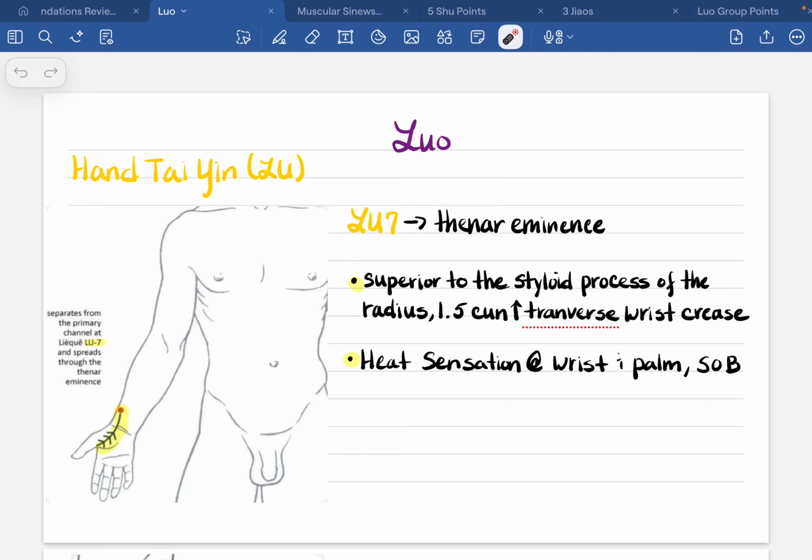Now, the majority of the time, where the Luo point trajectory goes pretty much tells you what this Luo point addresses. For example, here, it addresses heat sensation at the wrist and the palm. That makes sense, right? If you see the picture right here. But it also addresses shortness of breath. The way you can link this is that, you know, the lungs, right? So shortness of breath kind of goes together. But that's what it helps to address, the Luo point for lung 7.